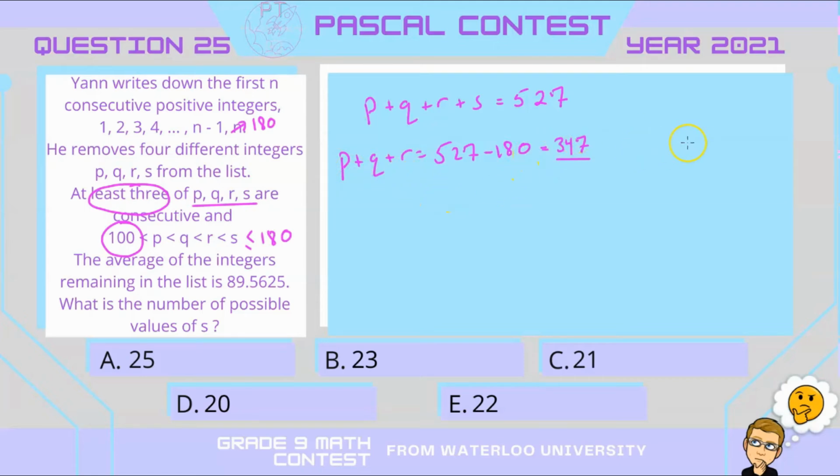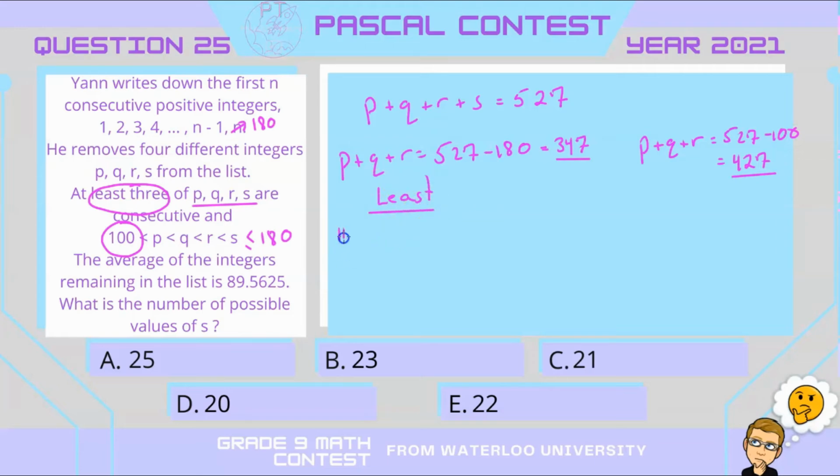However, if I made one of them equal to 100, then we are left with p plus q plus r equal to 527 minus 100, which is 427. And that's the greatest value that our consecutive integers would add to. So let's look at these least and greatest.